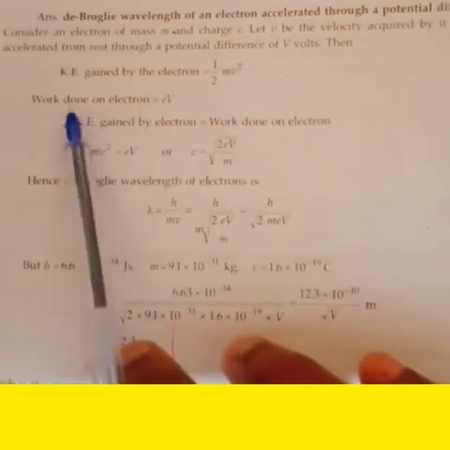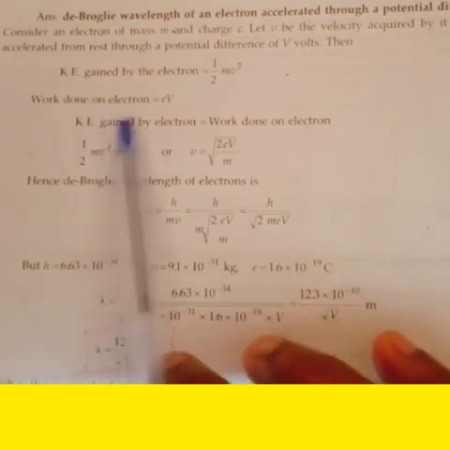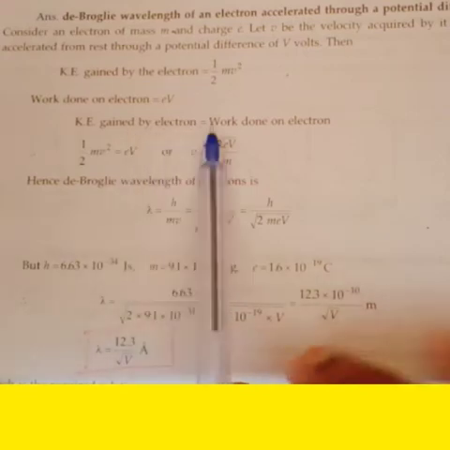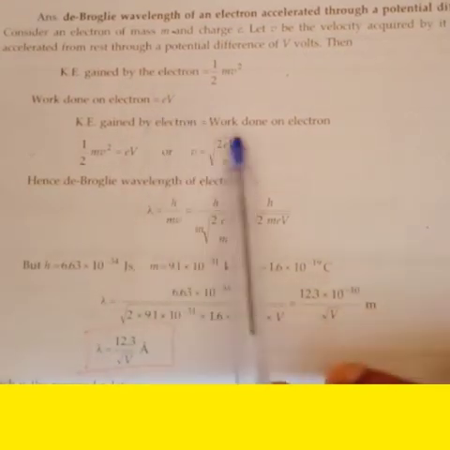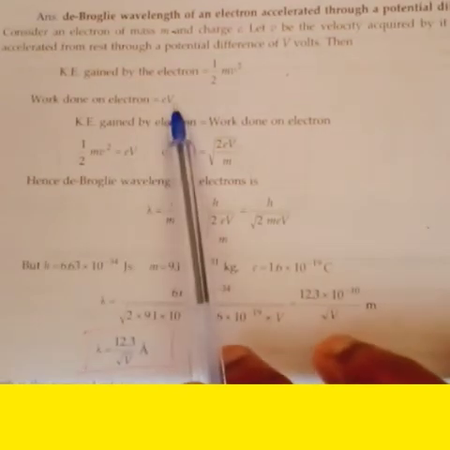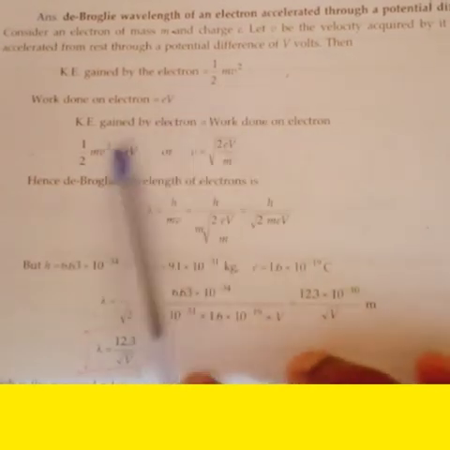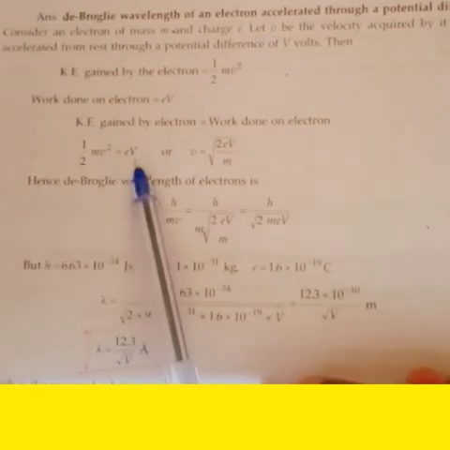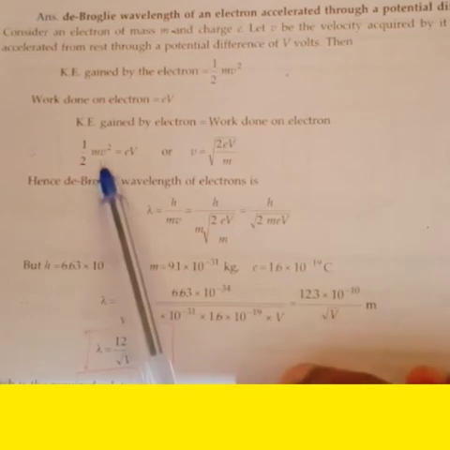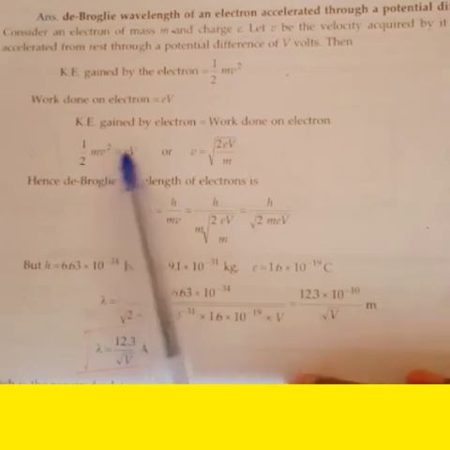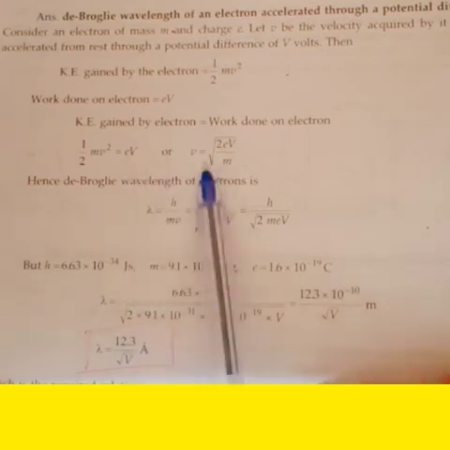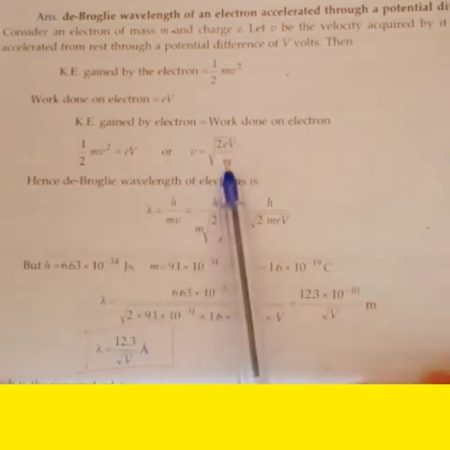Also, you know that the kinetic energy gained by the electron, that is the work done on the electron, is equal to eV. So you have to equate these two equations: half m v squared is equal to eV. From this equation you have to find v. So v squared is equal to 2eV divided by m, so v is the root of 2eV divided by m.